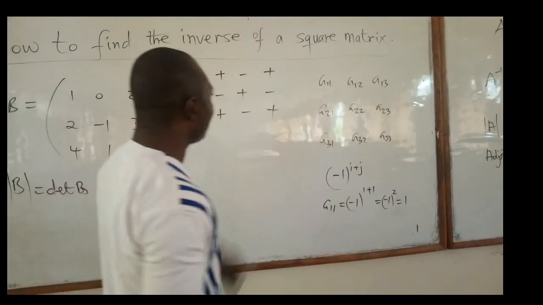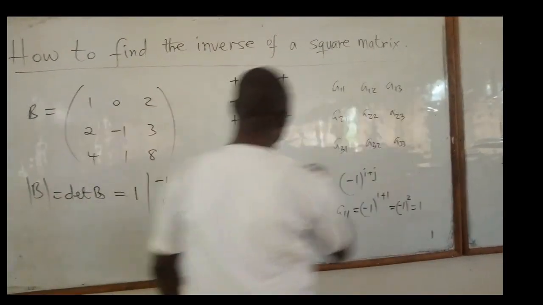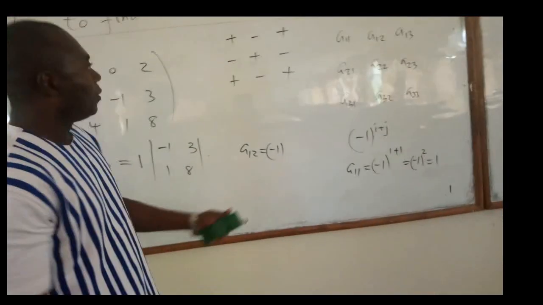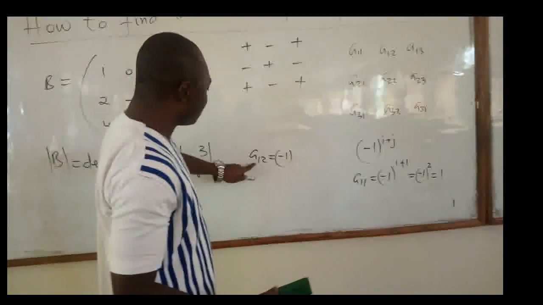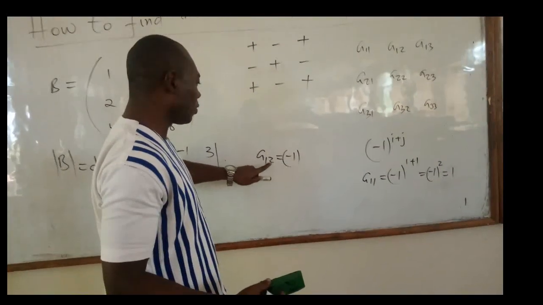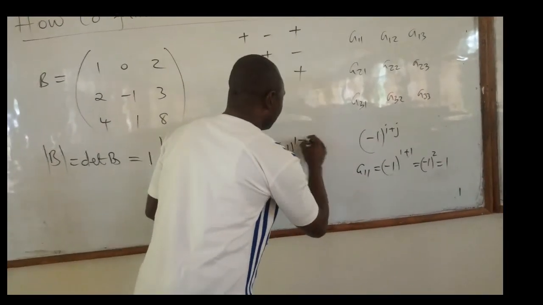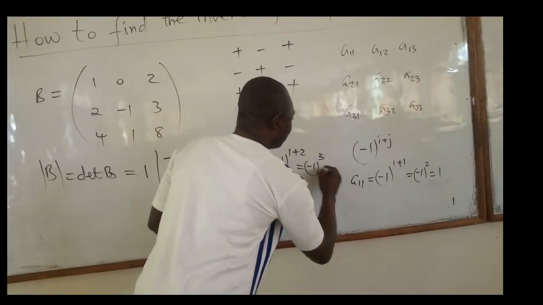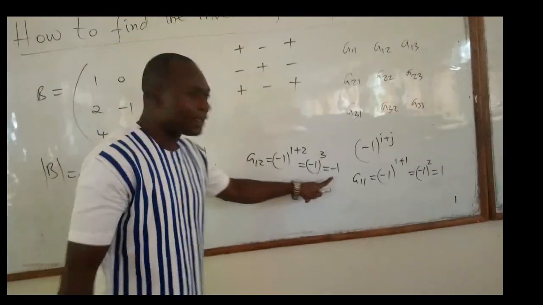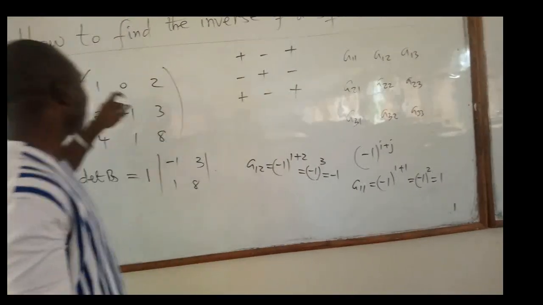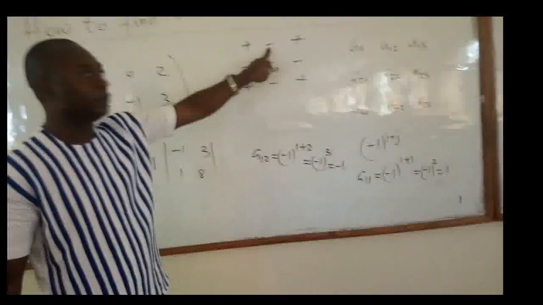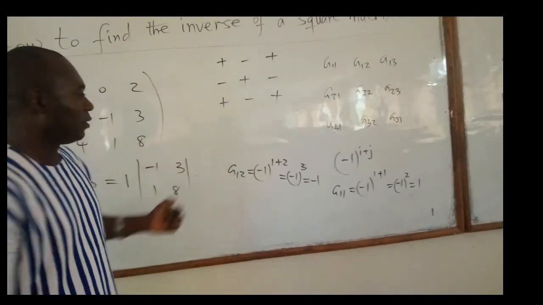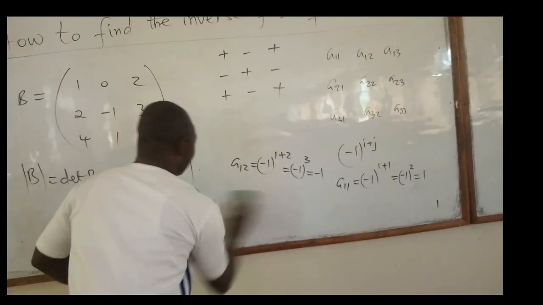Now, let me use the next one. A12 has negative 1 raised to the power, because this one is in the first row and the second column. So i is 1 and j is 2. This will be negative 1 raised to the power 3, and this is negative 1. Because this answer is negative, the alternating sign for the 0 is negative. So this can be extended for all square matrices. Have you understood this? Let me clean it and then continue.